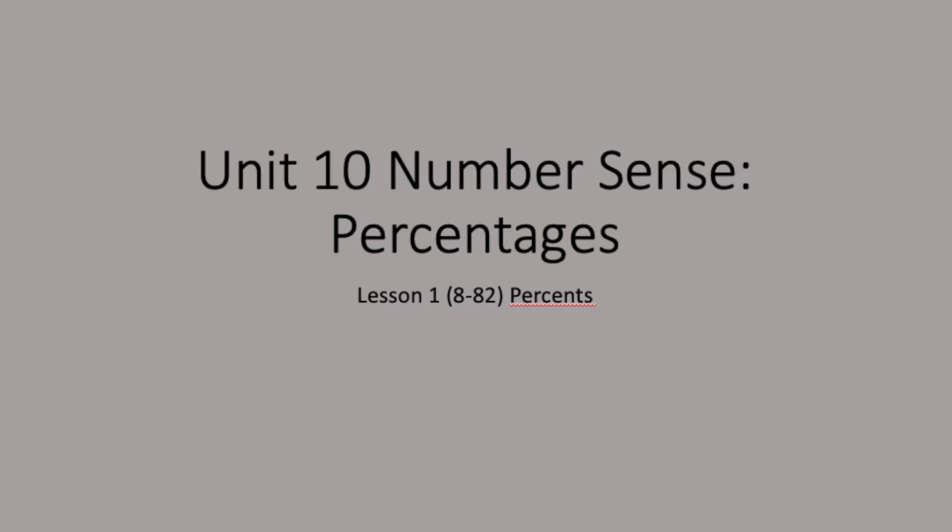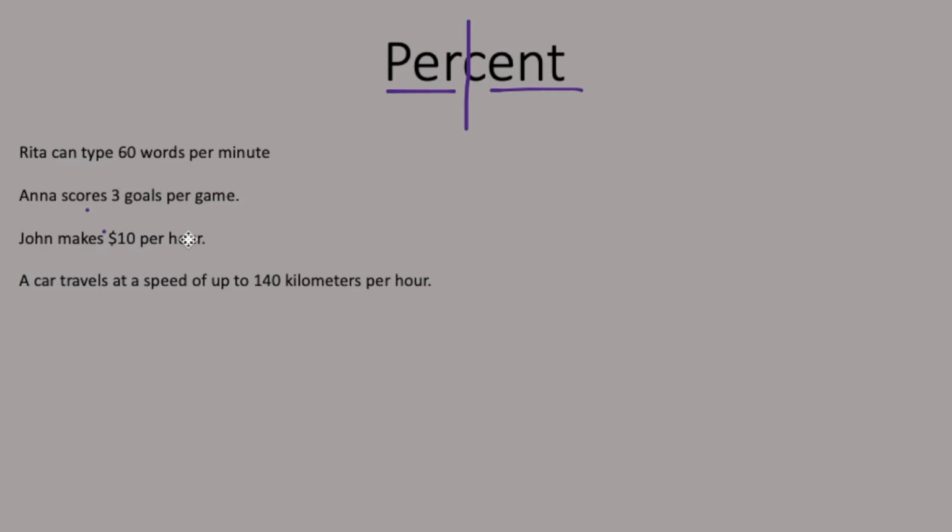Unit 10, number cent. We're looking at percentages. We're on lesson 1. So if we're looking at this word, percent, percent is actually 2 words. We have per and cent. Now, if we're thinking about what per means, let's have a look at these.